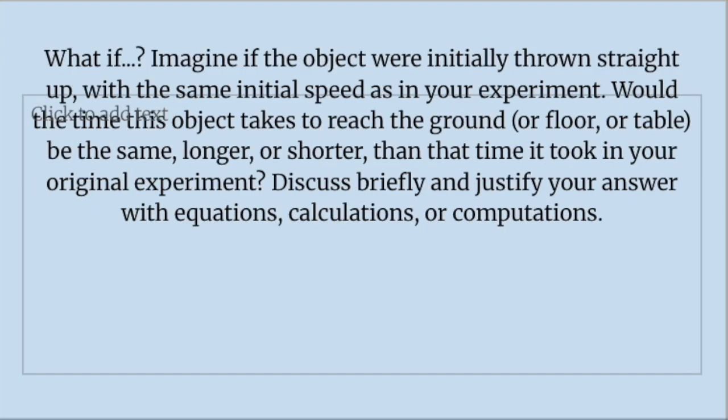And then if we were to imagine the object were initially thrown straight up with the same initial speed as in my experiment, the total time before it returned to the ground would be longer than in my original angled throw, because without drag, projectile motion is symmetric, so time going up equals time going down. And then if drag was included, the object would slow down more quickly on the way up and fall at terminal velocity on the way down, making the total time even longer than the ideal prediction. So overall, throwing it straight up keeps it in the air longer than throwing it at an angle.